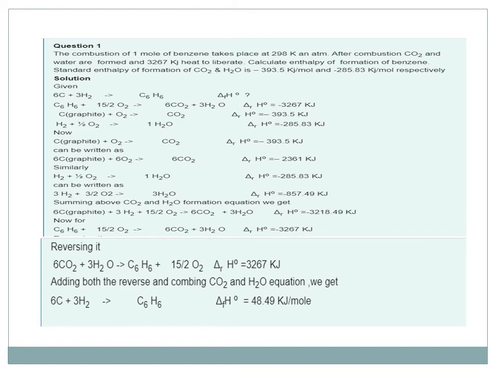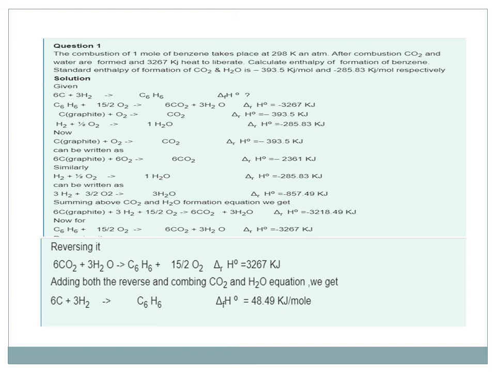Summing the above carbon dioxide and water formation, the net reaction will become 6 carbon plus 3H2 plus 15 by 2 O2 gives 6 CO2 and 3 water. Now, C6H6 plus 15 by 2 O2 gives 6 carbon dioxide and 3 water. Then the enthalpy change of the reaction is minus 3267 kilojoule.